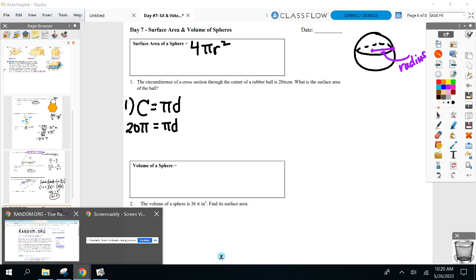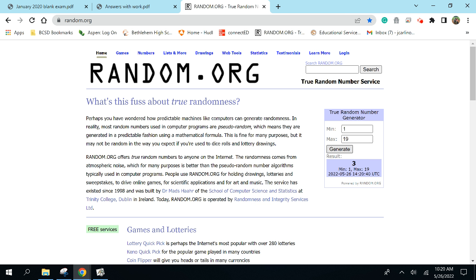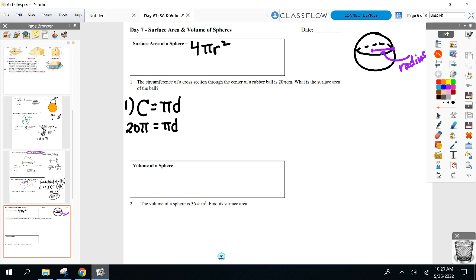All right, somebody get me the diameter there. The pi's cancel out. D equals 20, so my radius is 10. All good? And now can we find the surface area?